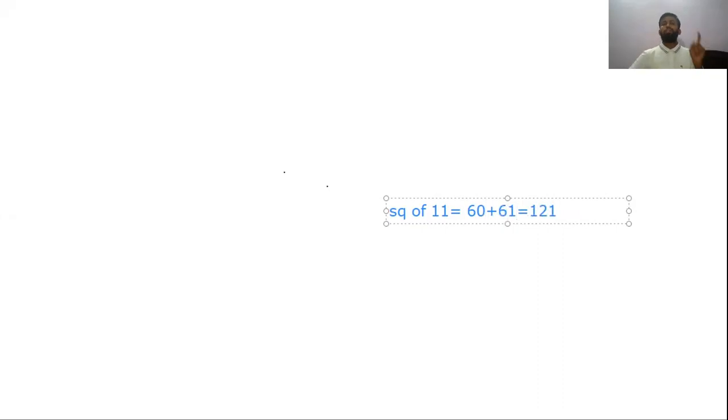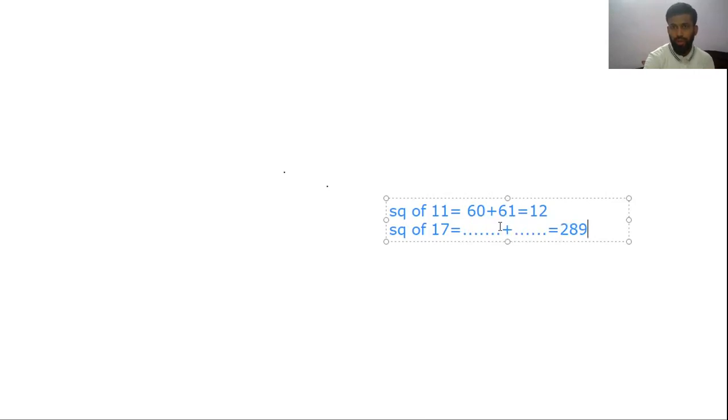Now you can see the square of 11 is 121, and the sum of 60 and 61 is also 121, such that 60 and 61 are consecutive numbers. Is that clear? Suppose I need to write the square of 17 as the sum of two consecutive numbers, first number plus second number, equal to the square of 17, which is 289. And those two numbers should be consecutive. So how can I write that?